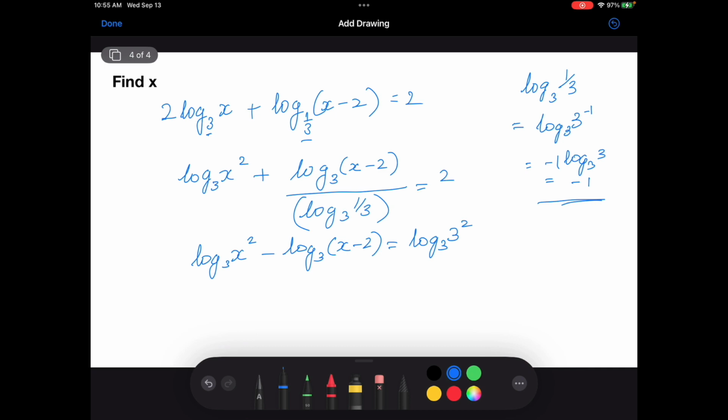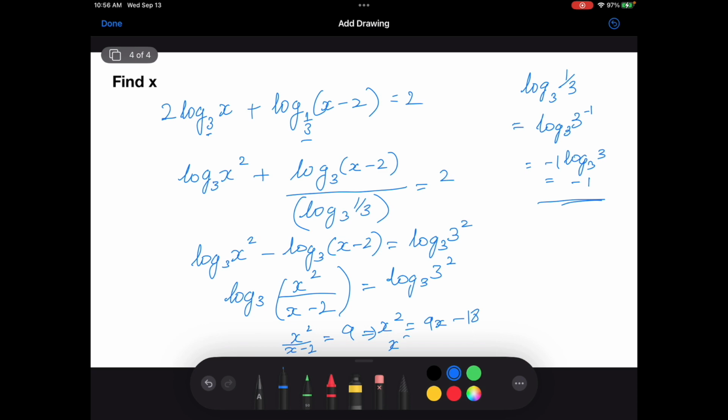Okay, let's solve this equation now. Log to the base 3, using laws of logarithm, x squared divided by x minus 2 equals log 3 squared to the base 3. Since both sides have the same logarithm and same base, we can write x squared divided by x minus 2 equals 9. This implies x squared is equal to 9x minus 18, or x squared minus 9x plus 18 equals 0. We got a quadratic equation.